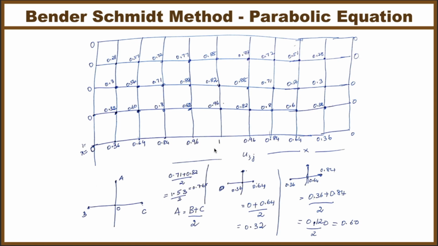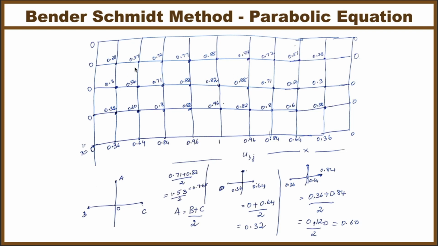And over here, this value, that is 1, and 0.84 divided by 2, we get this. Then 0.96 and 0.64, divided by 2, we get 0.8. Then 0.84 and 0.36 divided by 2, we get 0.6. Then 0.64 divided by 2, we get 0.32.